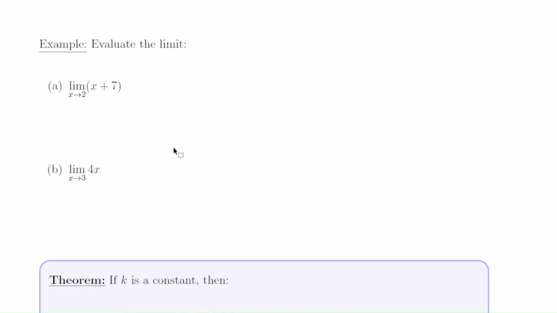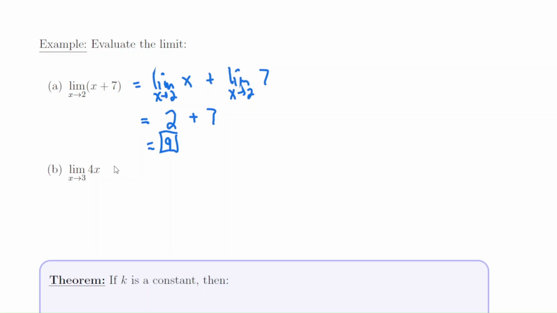Okay, how would we evaluate something like this then? The limit as x approaches 2 of x plus 7. Well, we could write it out as the limit as x approaches 2 of x plus the limit as x approaches 2 of 7. But what's the limit as x approaches 2 of x? Well, by our theorem, wasn't that just 2? And what's the limit as x approaches 2 of the constant function 7? By our theorem, that's just 7. So this will be 9. Notice, by the way, that's the same answer that you get by just plugging in the 2, right? You get 9. Okay, but here is the reasoning behind it.